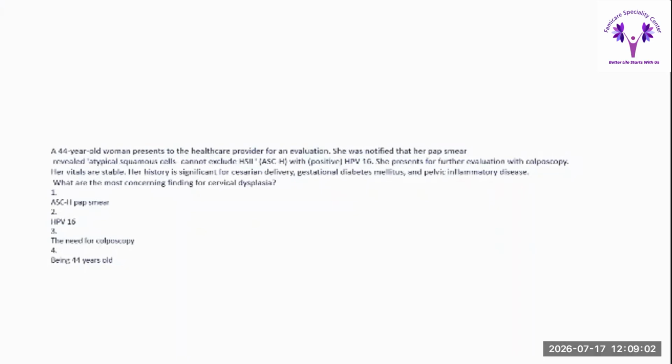A 44-year-old woman presents to the healthcare provider for an evaluation. She was notified that her pap smear revealed atypical squamous cells which cannot exclude HSIL, and she is HPV-16 positive. She presents for further evaluation with colposcopy. Her vitals are stable. Her history is significant for cesarean delivery, gestational diabetes mellitus, and PID. What are the most concerning findings for cervical dysplasia?